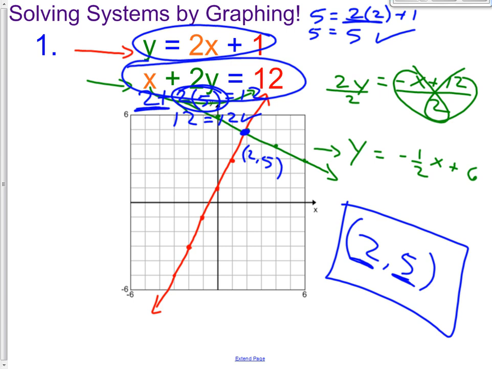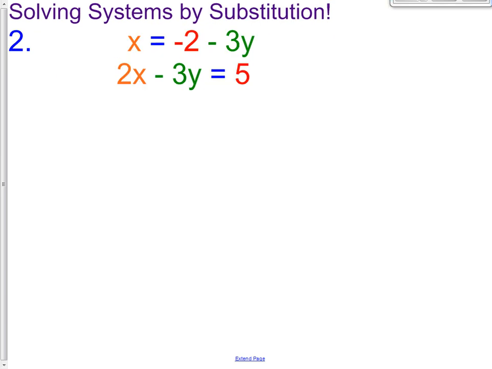So that's how you solve systems of equations by graphing. Simply graph both of the lines and see where they intersect. That intersection is going to be the solution. It's going to satisfy the equations for both x and y. That's the first method. The second method is solve by substitution.